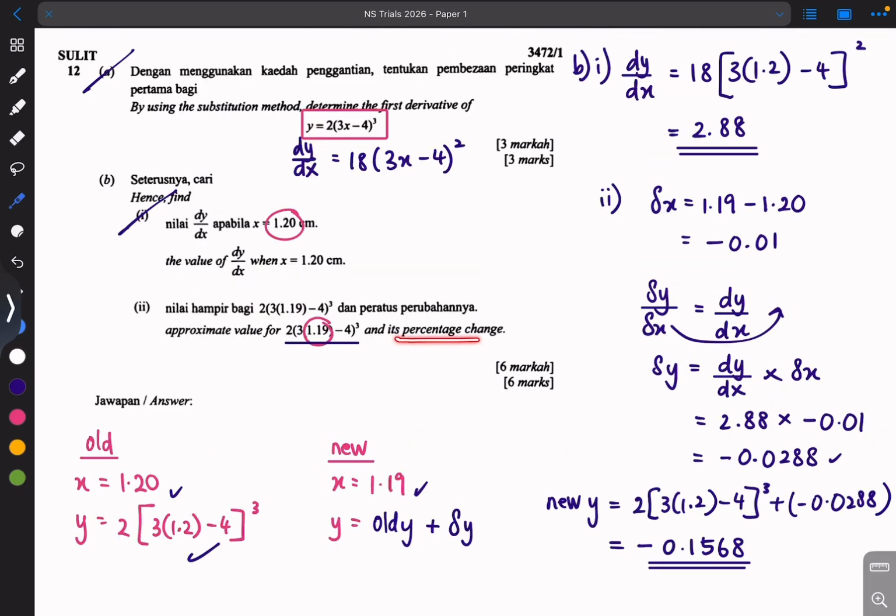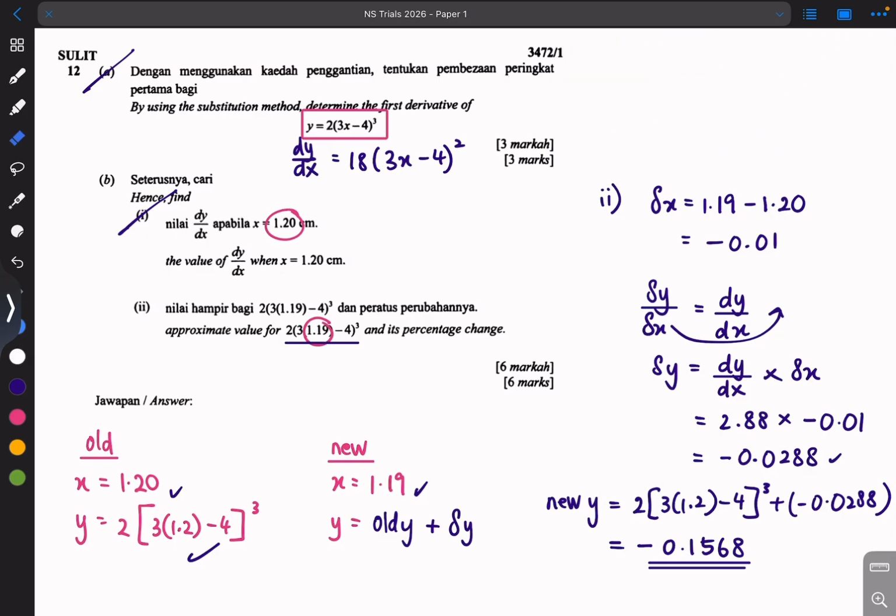Next would be finding the percentage change. Okay, let me erase all this. We bring this up.